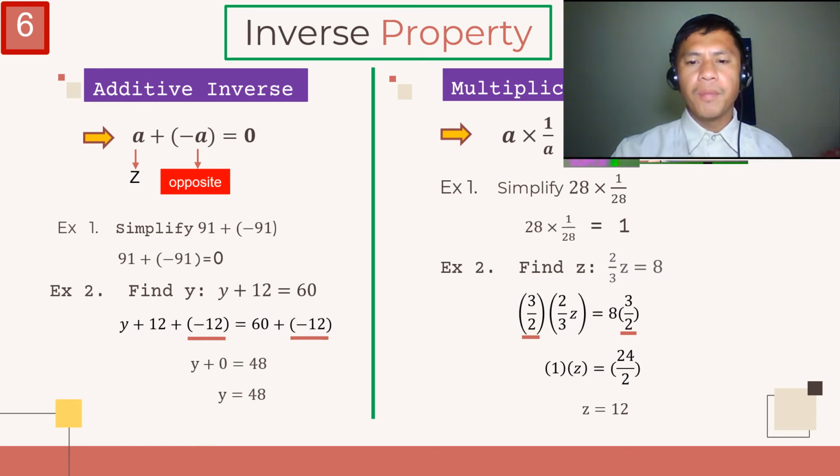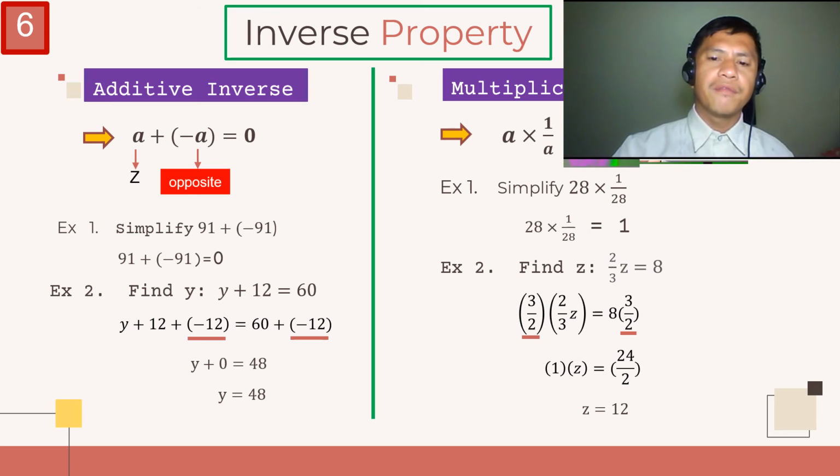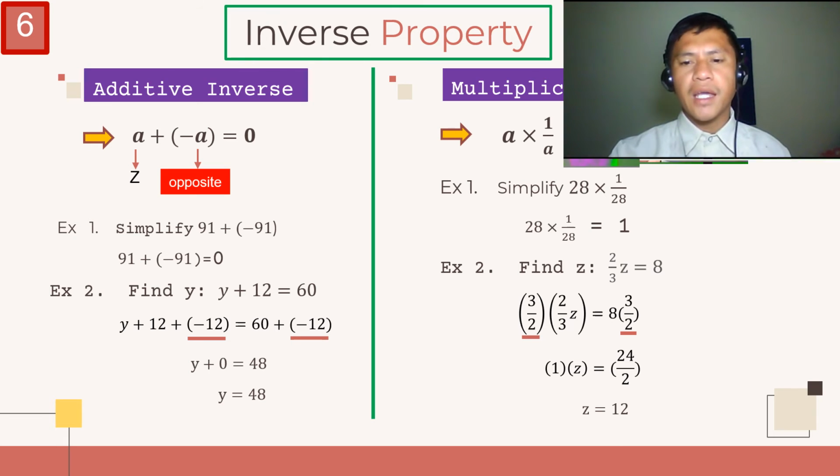So when we multiply these numbers, since they are reciprocals, the denominator of the first number becomes the numerator of the second number, and the numerator of the first becomes the denominator of the second. So this is the concept of reciprocal. So we interchange the value of the numerator and the denominator. So we give the result, which is 1.